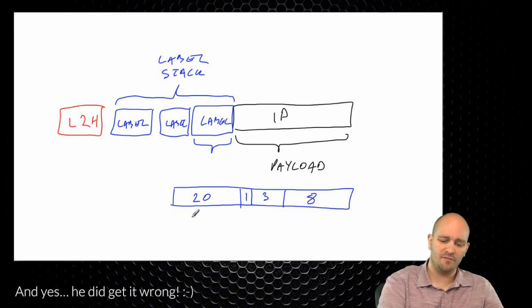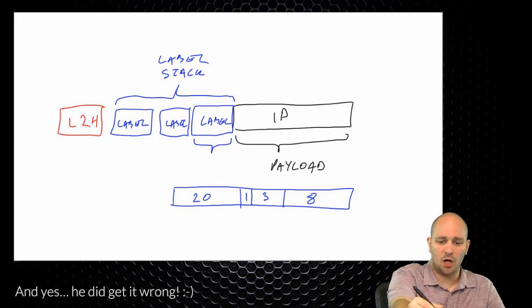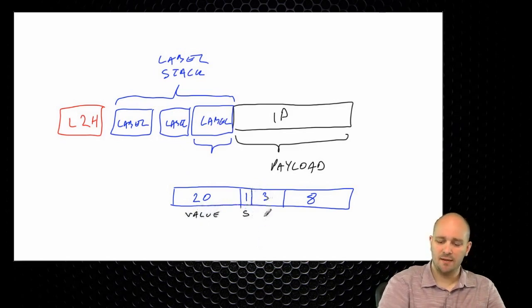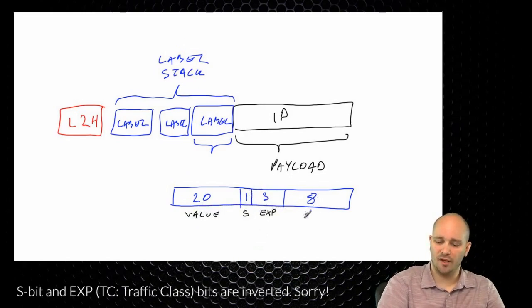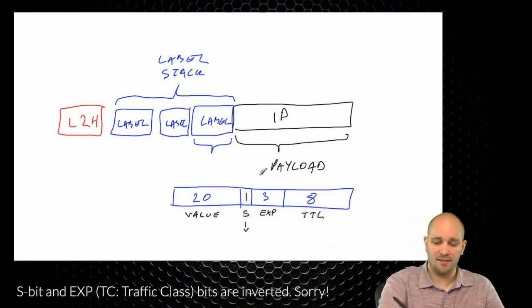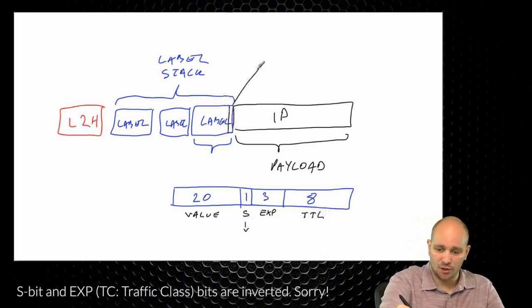So we're going to have 20 bits that are the actual label value. We are going to have 1 bit, which is this S bit. Then we are going to have 3 bits that are experimental bits. And then we are going to have 8 bits that are time to live. Now, this S bit is always going to be set here. So this one here will have the S bit set.